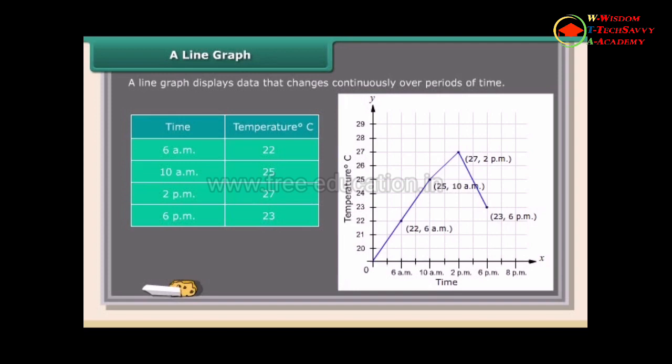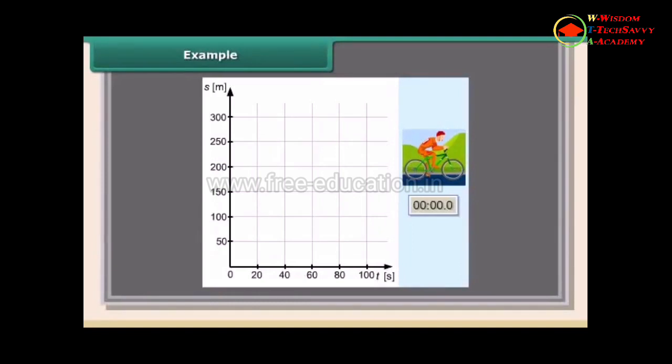From the graph, in between 10 a.m. and 2 p.m., we can find that the temperature increased by 2 degrees Celsius. This is the location time graph for a cyclist. While plotting the graph, the short moments of time where the cyclist changed his speed were neglected. From the graph we can determine the location of the cyclist at a given moment.